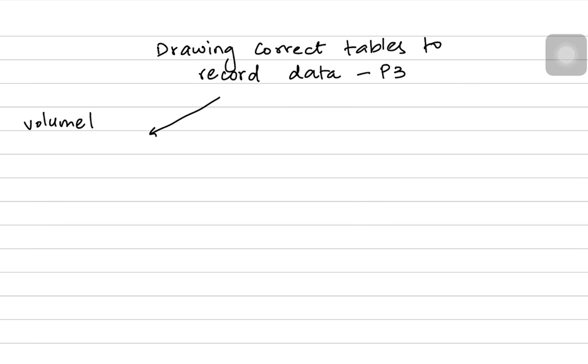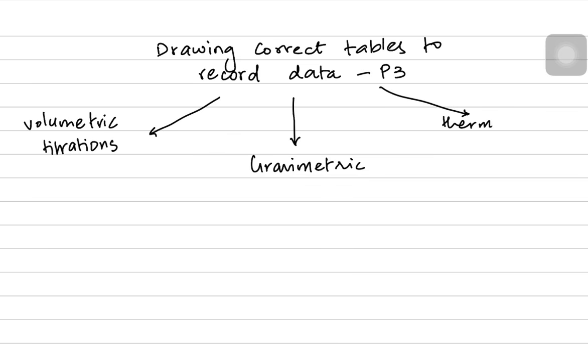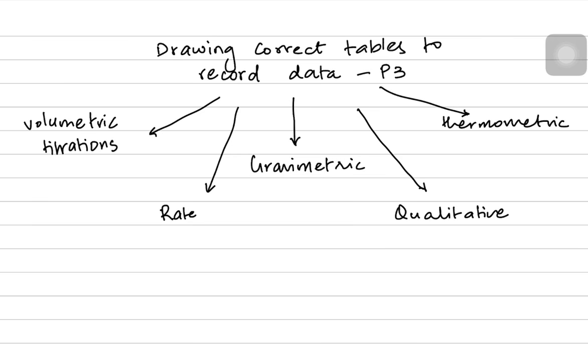The first kind of tables we need is in volumetric titration, where we are dealing with the concentrations and volumes of various aqueous solutions. Then we have gravimetric, where we are dealing with the mass and measurements of crucibles. Then we have thermometric titrations, where we are dealing with the temperature changes in aqueous solutions mostly. Then there are experiments related to rates of reactions, and then the most favorite is qualitative analysis.